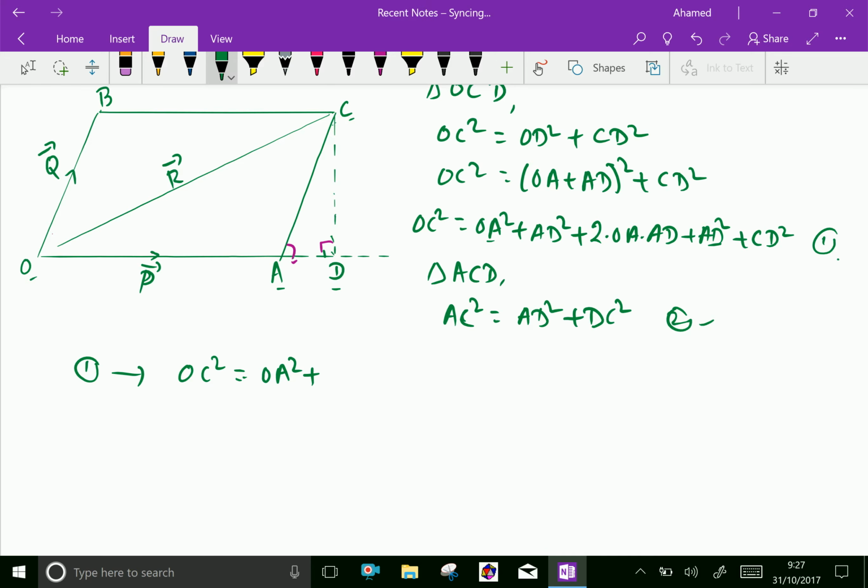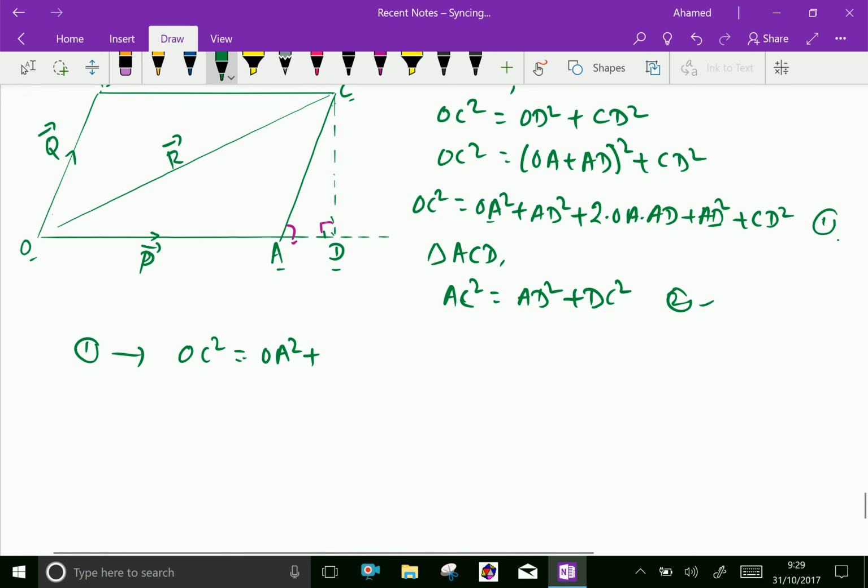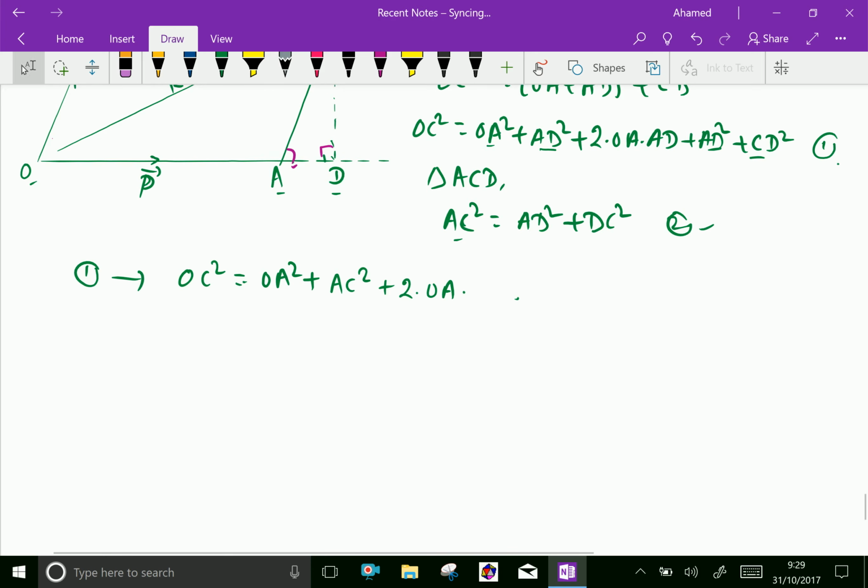OC square equals OA square plus AD square plus CD square, which is AC square, that we write, plus 2 OA into AD. Keep this as 3.